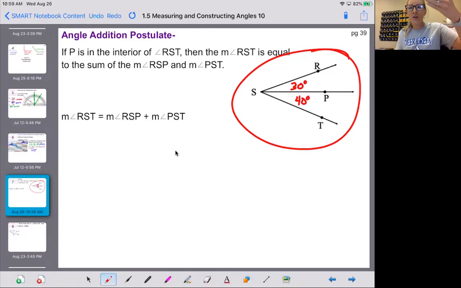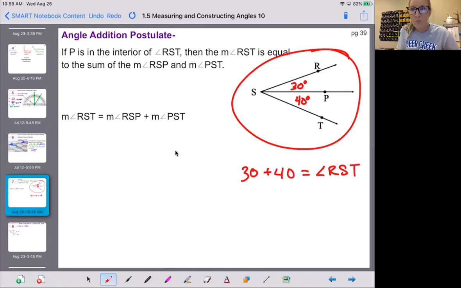So if the top one is 30 and the bottom one is 40, how much is the entire angle? How much is the big angle? Well, you would do 30 plus 40, and that would give you angle RST, the big angle. It would be 70, right? So you already know this. If I have 2 little angles and they're touching, then if I add them together, I get the bigger angle. This is like a duh thing. So that's what they're saying in this postulate.